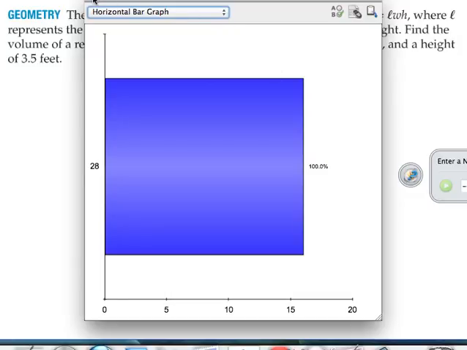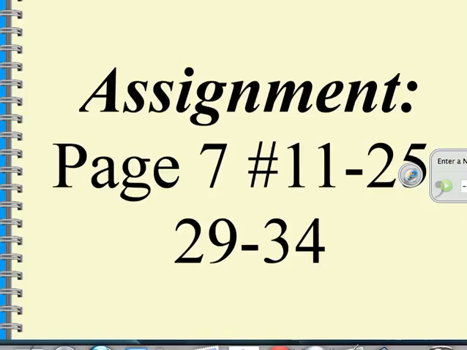Your assignment is found on page 7. We're now out of the pages, so just page 7, 11 through 25, and 29 through 34. Remember, again, there is a quiz tomorrow.